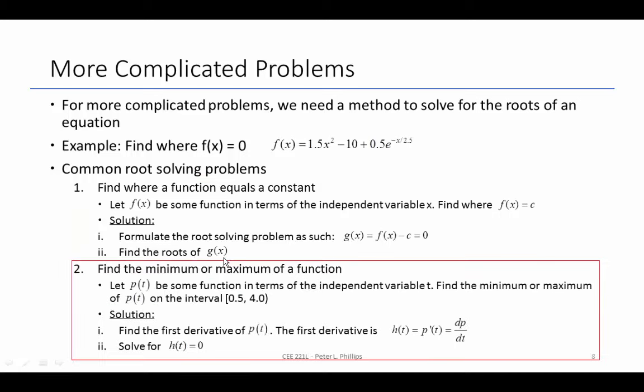And we now want to solve for the roots of g of x. The next typical problem in engineering is finding the minimum or maximum of a function. So let's call this function p in terms of t, and we want to find the minimum or maximum over some interval including 1/2 up to 4. So we need to find the first derivative of p, and we'll take the derivative in terms of the independent variable t, and we'll call that h in terms of t. And then we want to formulate the root solving problem and find the roots of h of t, which is where the first derivative is equal to 0.